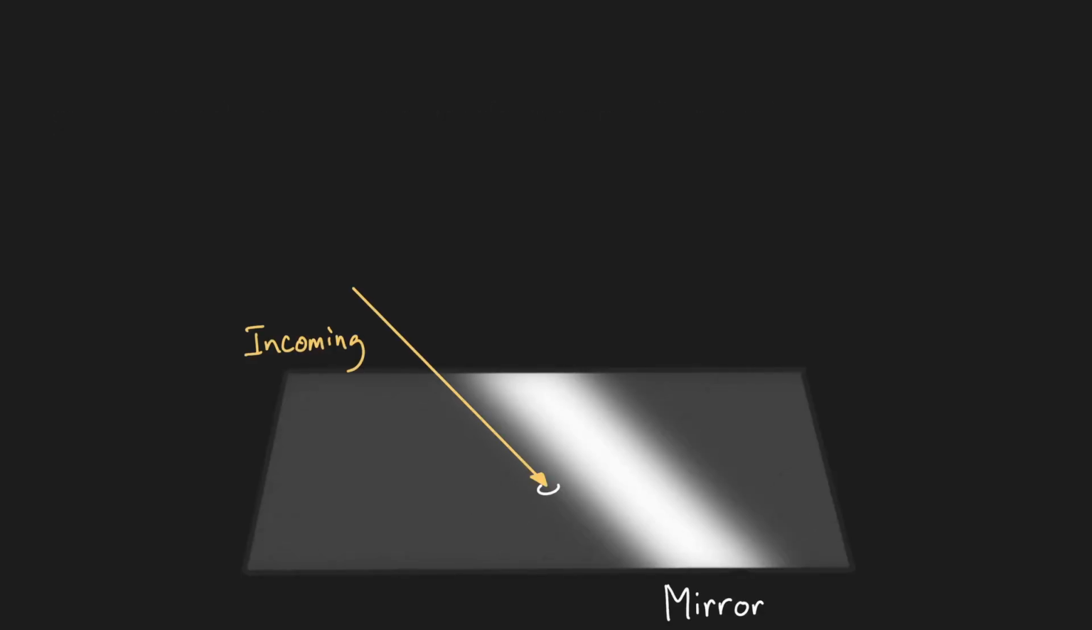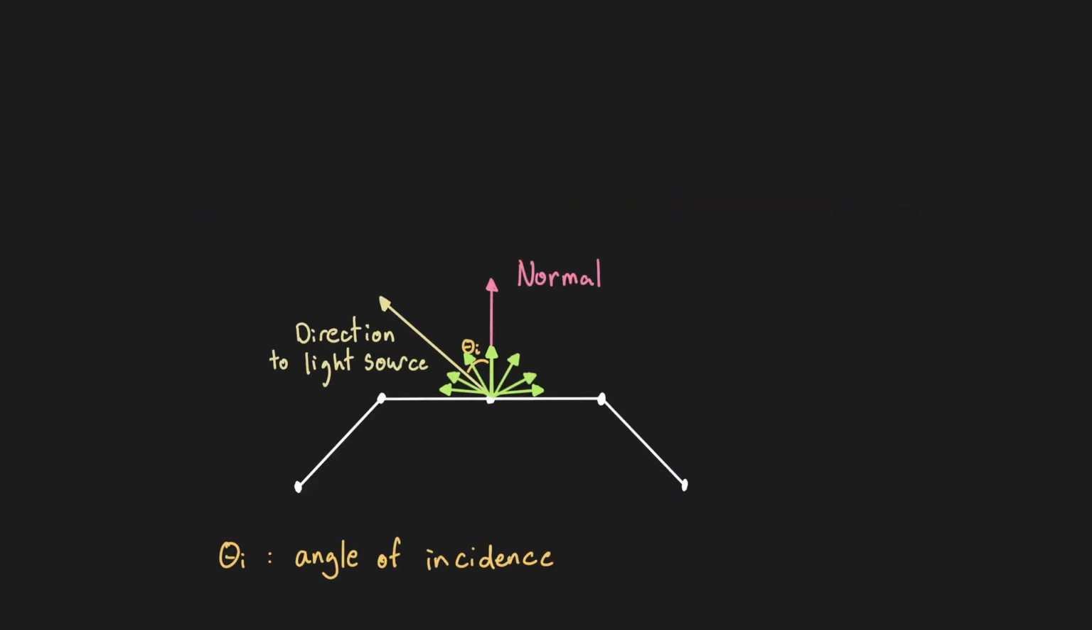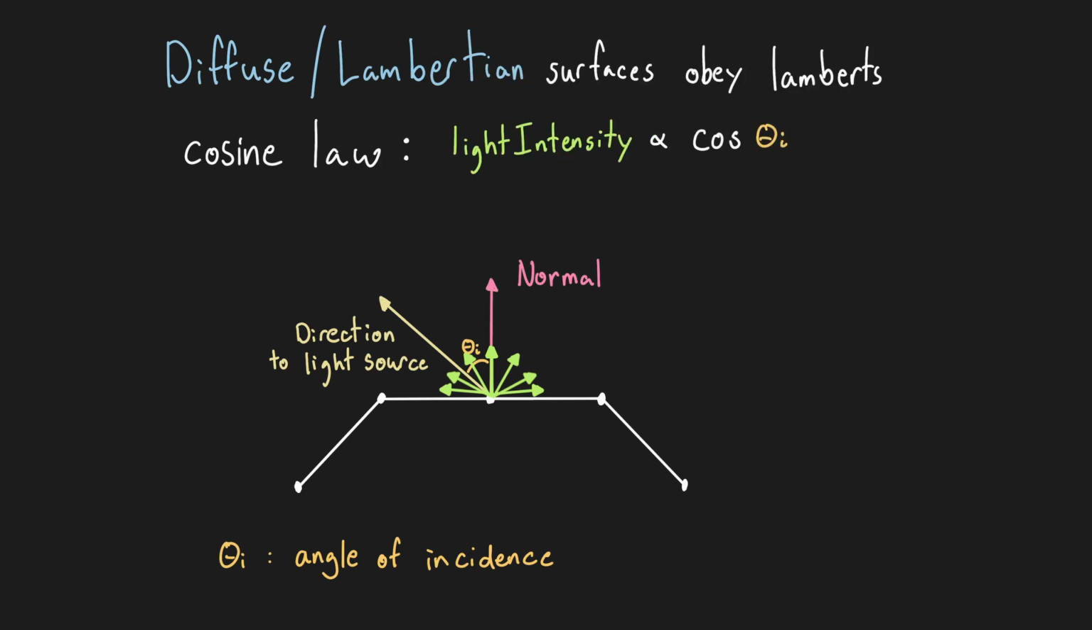With a theoretical perfect mirror, every incoming light ray is perfectly reflected with the angle of incidence matching the angle of reflection, and zero light is scattered. On the other hand, a perfect Lambertian surface would scatter an incoming light ray equally in all directions. Lambertian surfaces obey Lambert's cosine law, which states that the color of a surface is proportional to the cosine of the angle between the surface normal and the direction to the light source.